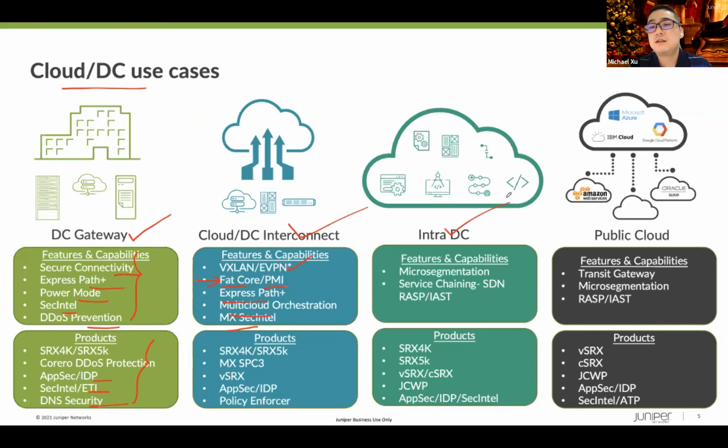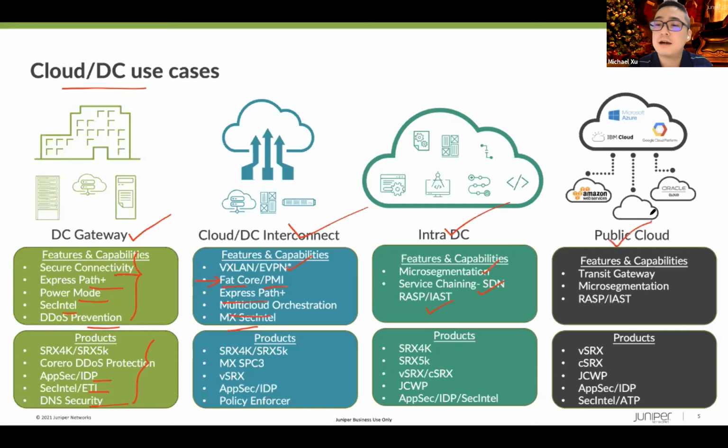And for the intra-DC, the key requirement is micro-segmentation, whether your firewall is able to identify the user and the application, right? So basically to put out a fine-grained policy to allow and disallow certain users to access certain applications. Of course, that is supported by the SRX using its AppSecure feature. And of course, we support service chaining, right? We support multiple SDN controllers like Contrail. And we also recently launched our cloud workload protection solution, which is a RASP solution I will be explaining later.